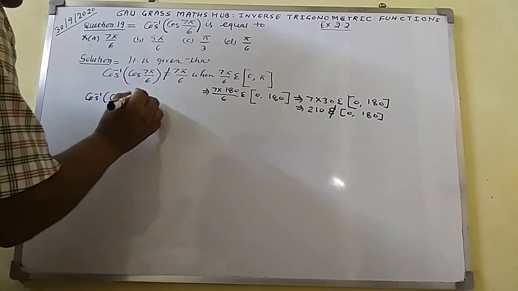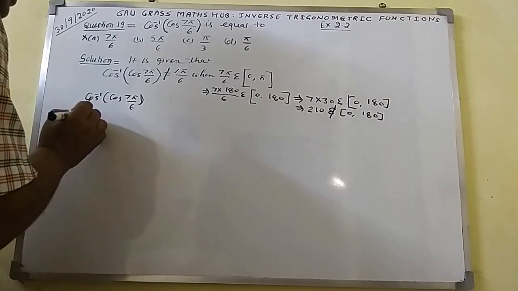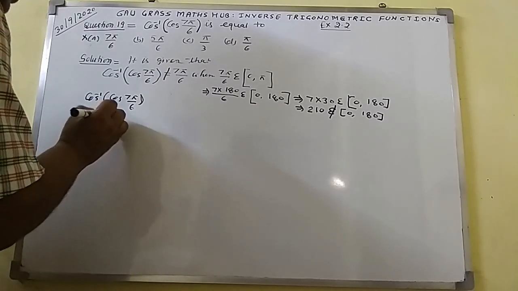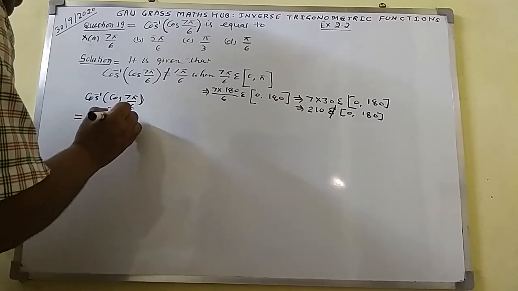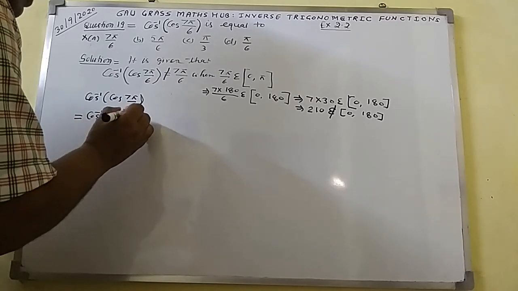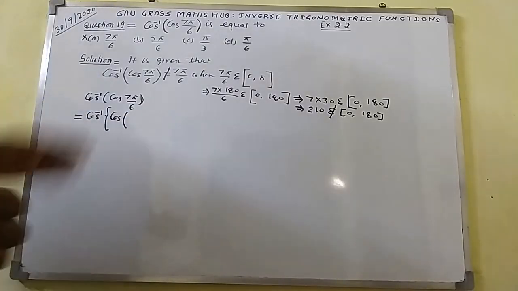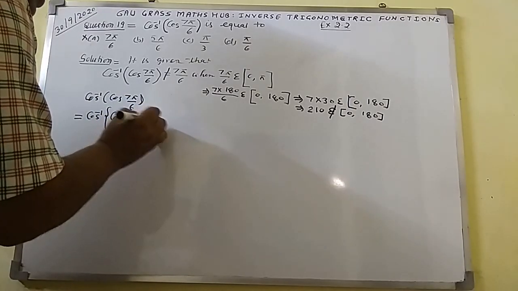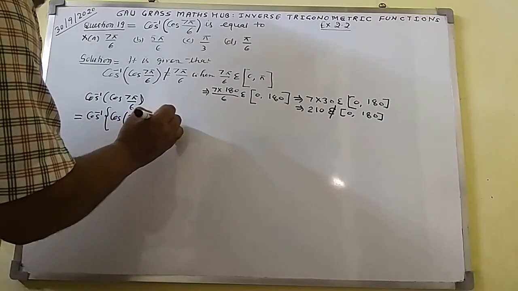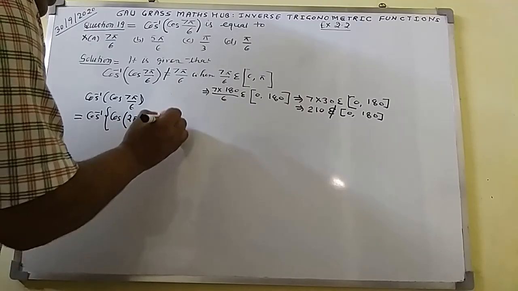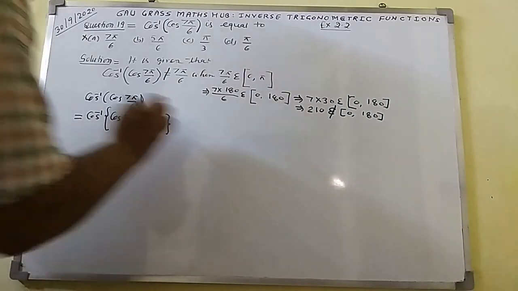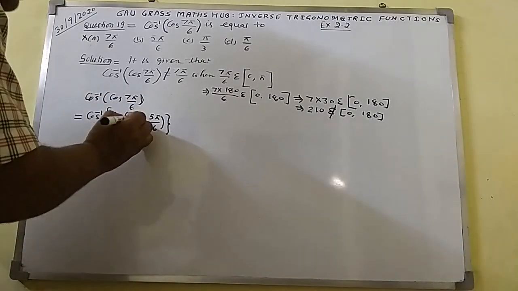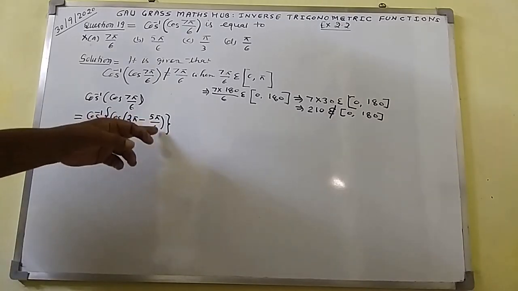This is the question. Here you can write it as cos inverse, open curly bracket, cos, open circle bracket. Here you can see 7 pi is 2 pi minus 5 pi by 6.